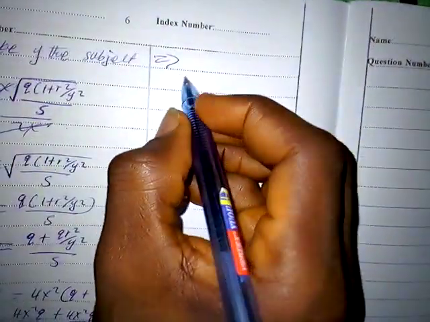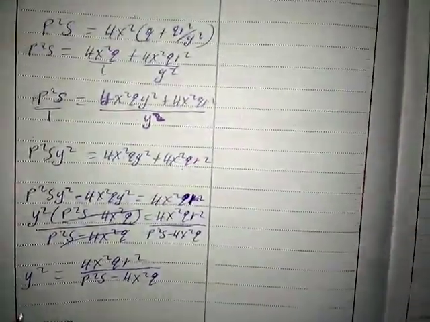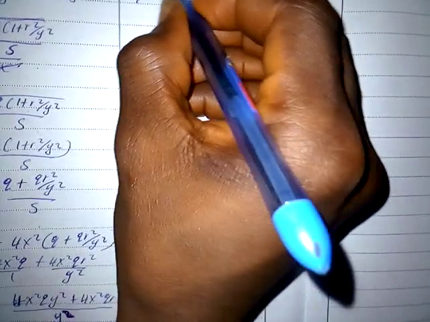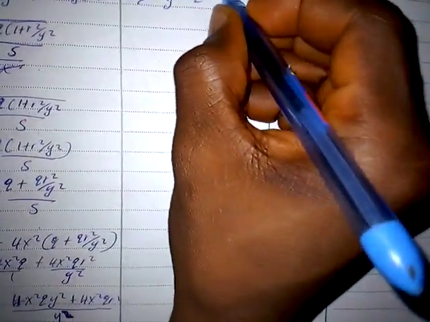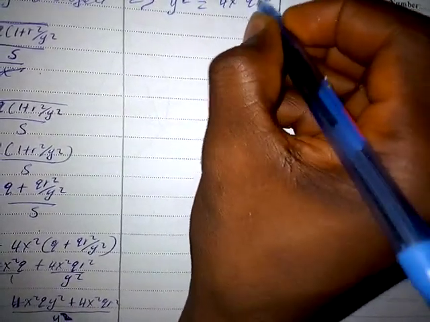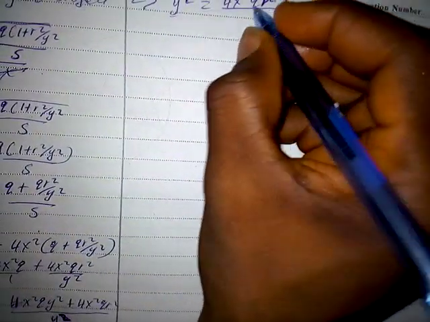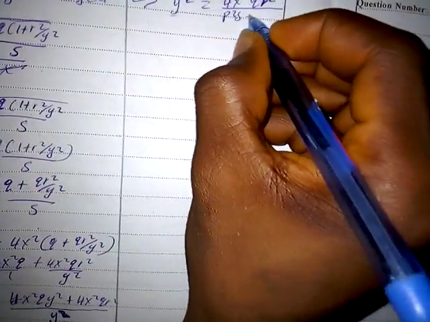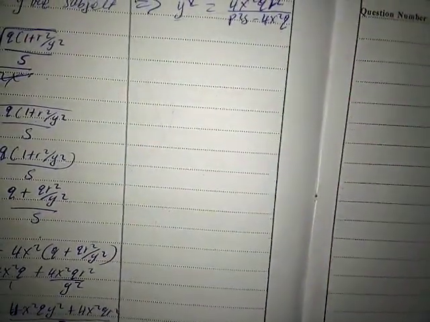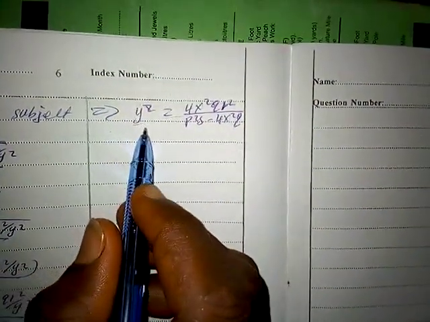We continue, and we remove the square root here. So let us write the same thing here. Y square is equal to 4x square q r square, all divided by p square s minus 4x square q. Now what are we going to do? They say we should make y the subject, not y square.